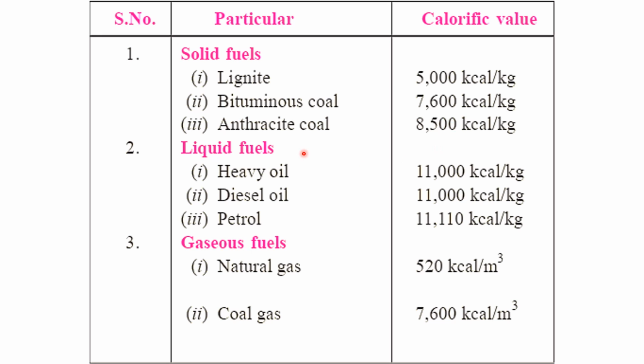For liquid fuels, we have heavy oil, we have diesel oil, and we have petrol. All of these have approximately similar calorific values, but the calorific value of petrol is greater than the calorific value of diesel oil, and petrol will result in lower pollution as compared to diesel oil. Then we have gaseous fuels, for which we have natural gas and coal gas. Natural gas has a calorific value of 520, but coal gas has a calorific value of 7600. So coal gas is obviously the better candidate and a high quality fuel.